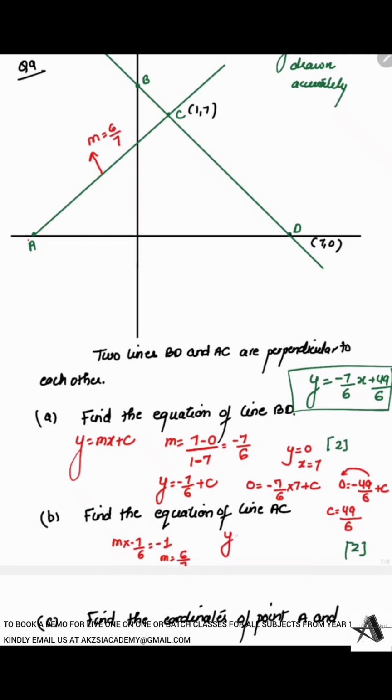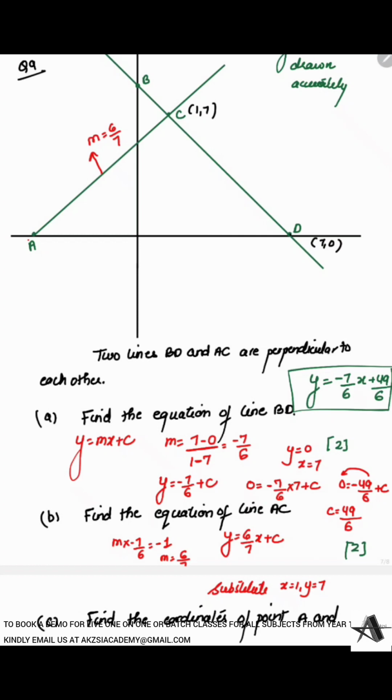I'll do the same thing. y equals, put the gradient, 6 over 7 x plus c. Which coordinate? Because c is a part of this one. The coordinates that are part of a straight line, you can substitute them. So substitute x equals 1 and y equals 7.